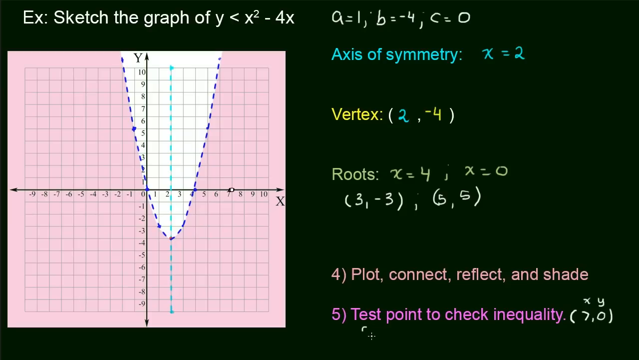So I've got, is 0 less than 7 squared minus 4 times 7? We know that 7 squared is 49, and negative 4 times 7 is negative 28. 49 minus 28 is 21. Is 0 less than 21? Yes, it is. And so this region over here is where my solution is, in the shaded region, and therefore this is the correct solution to the inequality y is less than x squared minus 4x.